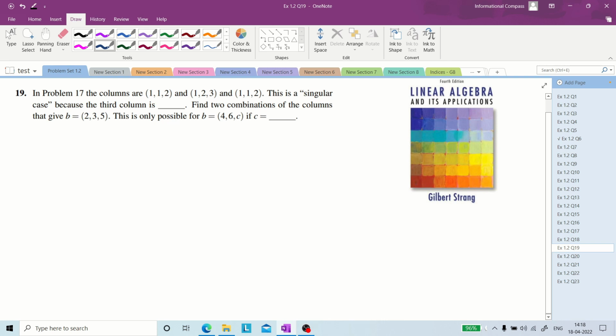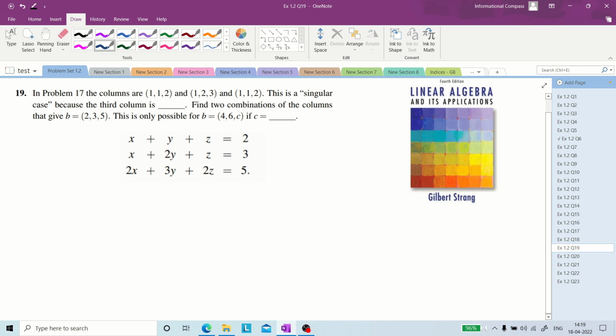The columns are 1, 1, 2 and 1, 2, 3 and 1, 1, 2. This is a singular case because the third column is dash. Find two combinations of the columns that give B is equal to 2, 3, 5. This is only possible for B equal to 4, 6, C if the value of C is dash. So what I'll do is, for my simplicity, I'm going to again paste this solution of equations here. Okay, so this is the problem that we are dealing with.